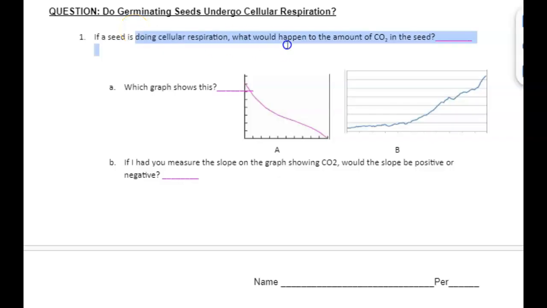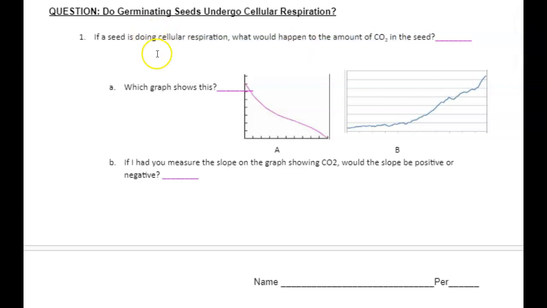So if we're doing cellular respiration, what happens to CO2? So remember, we do cellular respiration as humans. We're taking in oxygen, we're getting rid of CO2. So if a seed is taking in oxygen and getting rid of CO2, what do we think is going to happen to the amount of CO2 that that seed is giving off? It would increase.